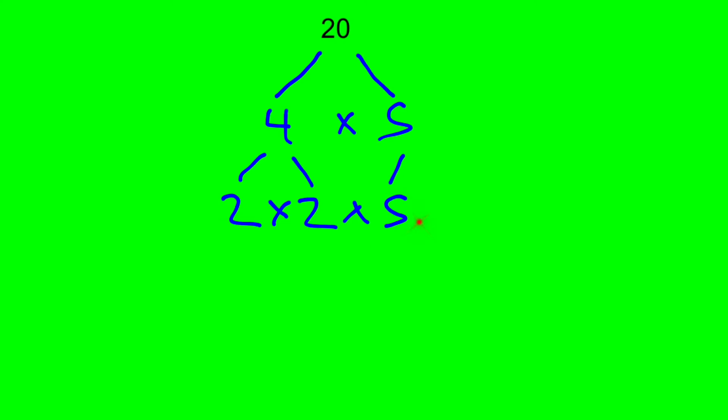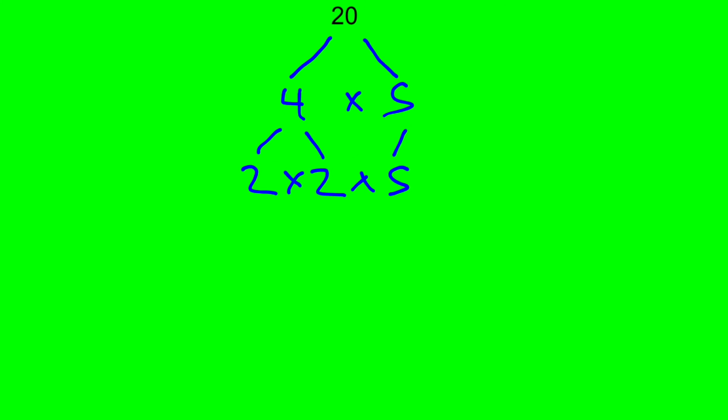2 is prime and 5 is prime. Let's use those to get all the factors of 20 now. We might know all the factors of 20, but let's just try it. The first pair of factors that multiply to 20 are 1 times 20. The factor tree doesn't help us do that, because 1 is not a prime number or a composite number.